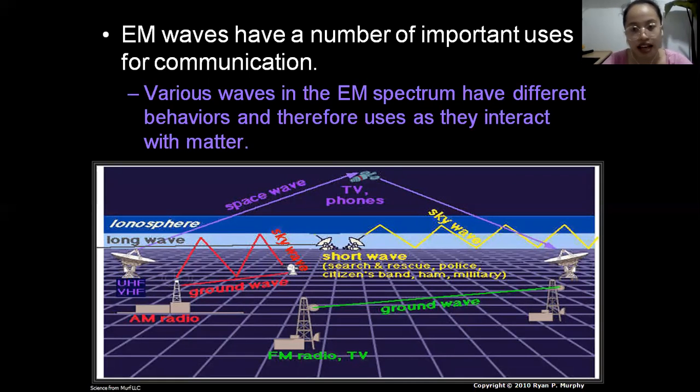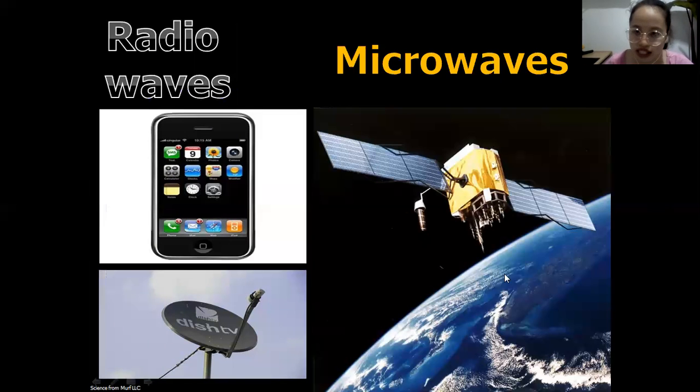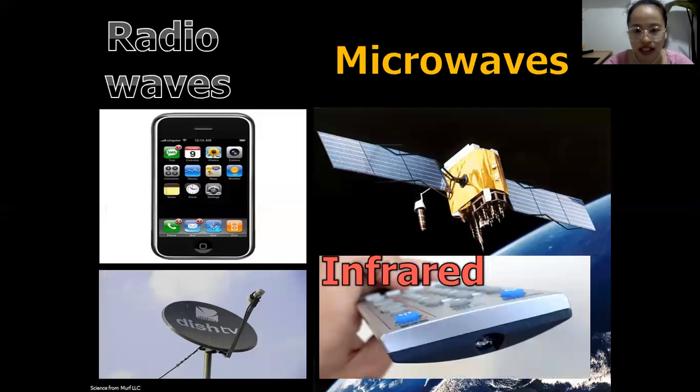EM waves have a number of important uses for communication. Various waves in the EM spectrum have different behaviors and therefore uses as they interact with matter. So as you can see, the cell phone and this one use radio waves. And then for the satellite, they use microwaves. And this one is your remote control, that is your infrared.